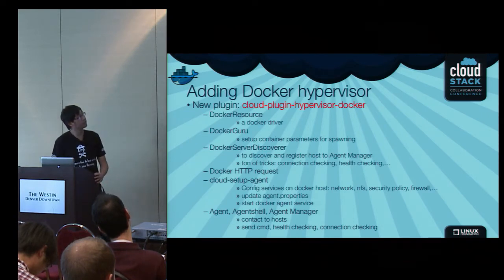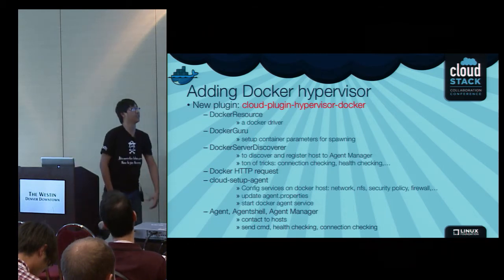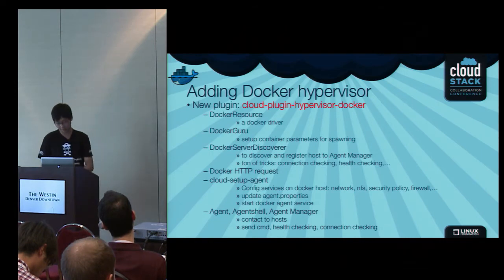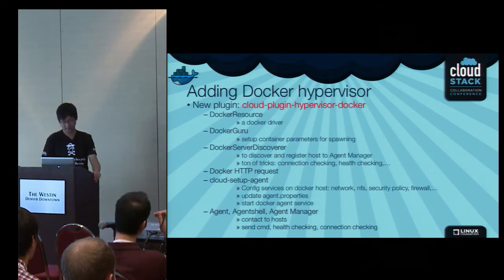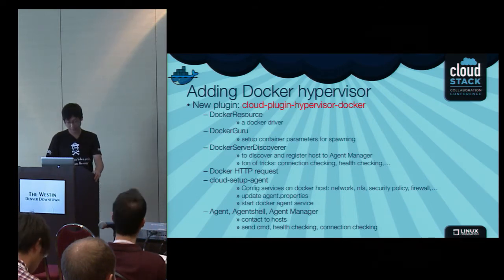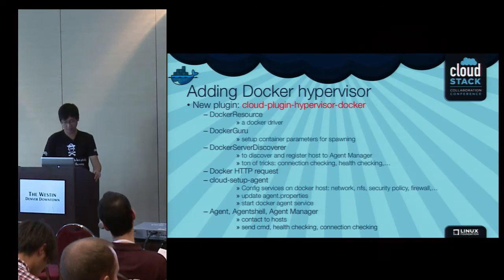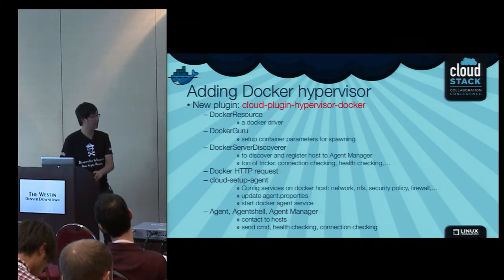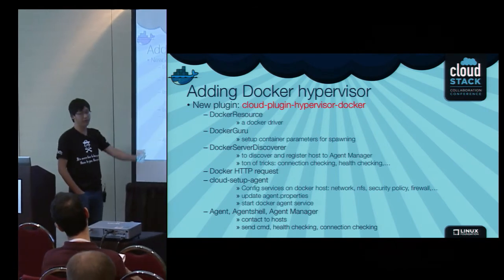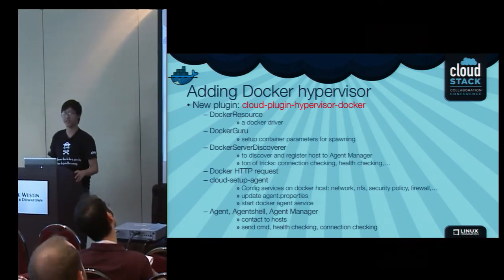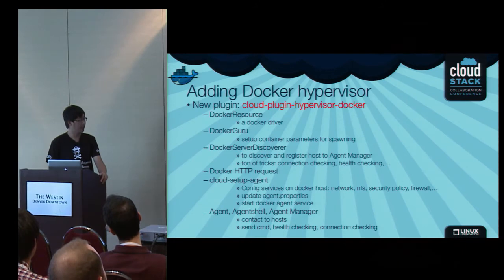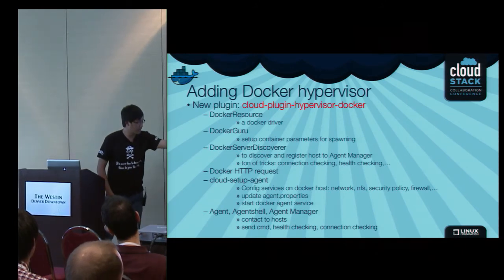This work was very stressful for me. It's a ton of tricks. When adding Docker as a new hypervisor to CloudStack, first of all I created a new plugin named hypervisor Docker. I had to write the Docker resource, Docker URLs, and the discoverer. I had to write the Docker HTTP request and update some CloudStack setup agent files. I used the same approach as the KVM hypervisor and made some changes to the agent shell and agent manager.